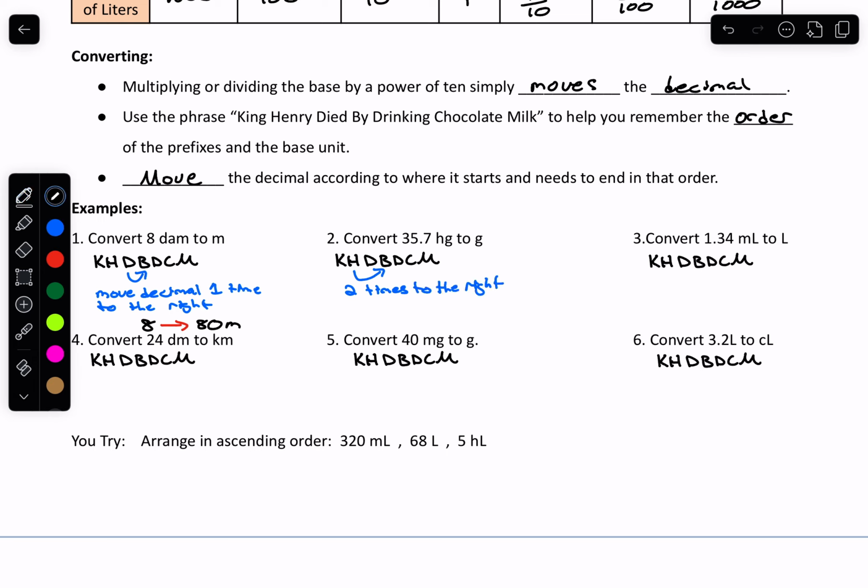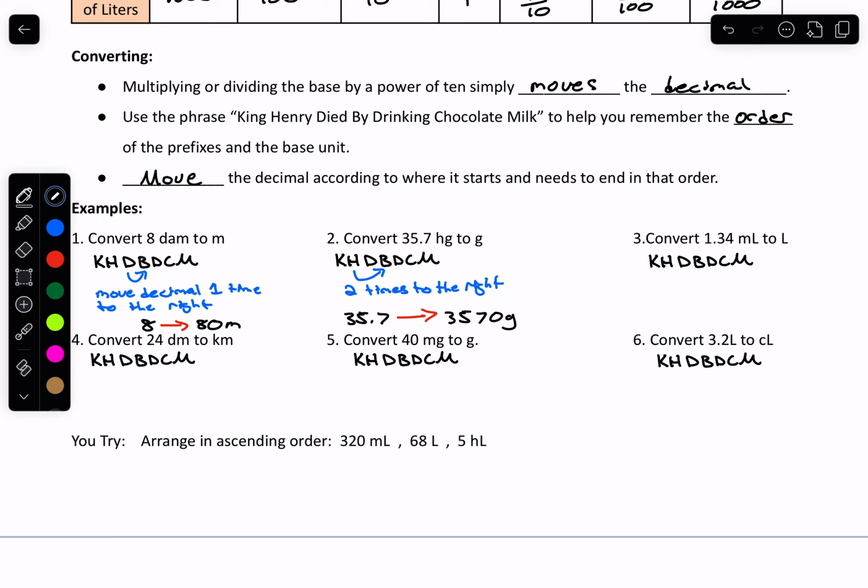So I'm going to take the number 35.7 and I'm going to convert it. If I move that decimal twice to the right, it's going to become 3570 grams. Notice that when I move the decimal to the right, my number gets bigger, okay? 35 hectograms is 3,570 grams. So when we move the decimal to the right, our number will always be getting bigger.